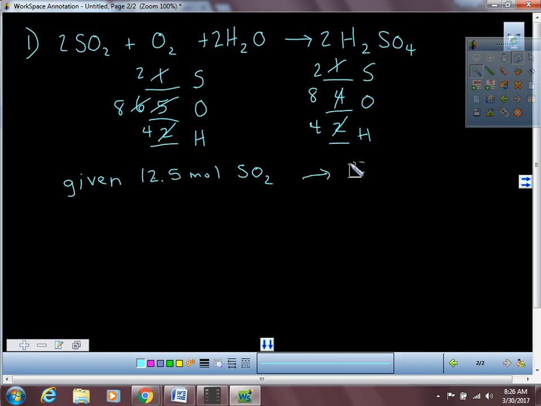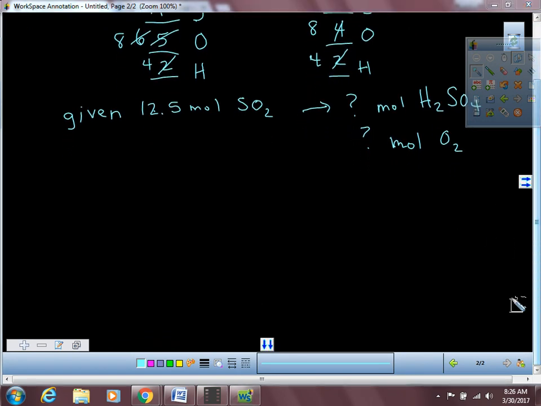My arrow tells me I need to know, what are they asking me? How many moles of H2SO4? They're asking me another one too. I'm going to go ahead and put that one on here. How many moles of O2? So how many problems am I going to have to set up? 2 problems because they're asking me 2 questions.